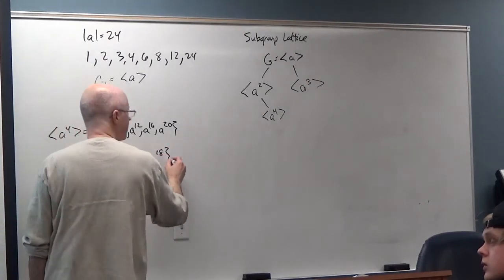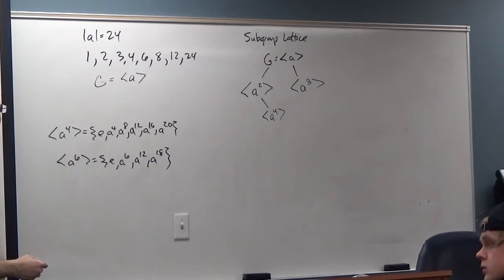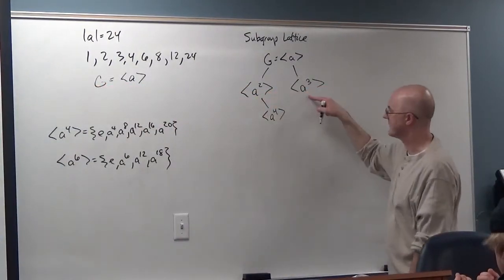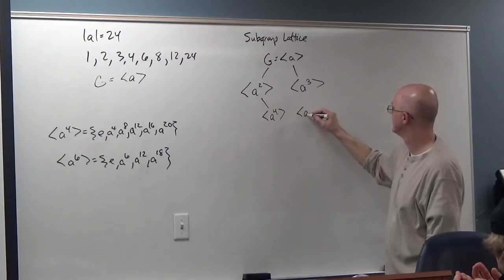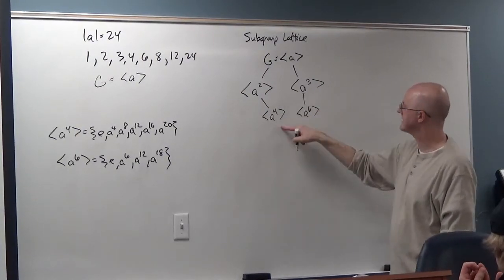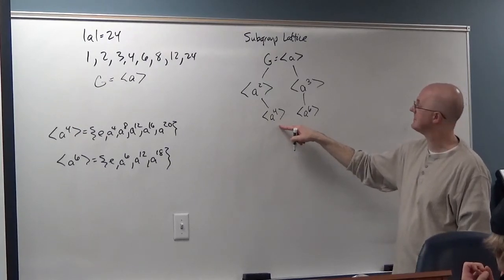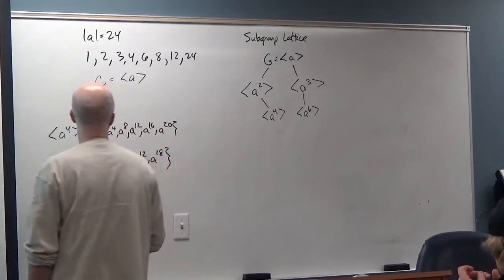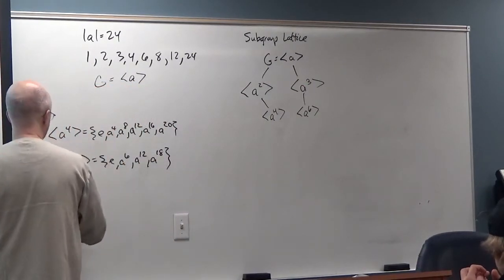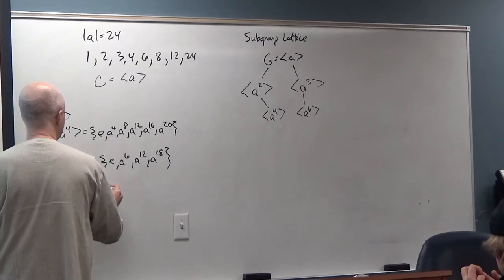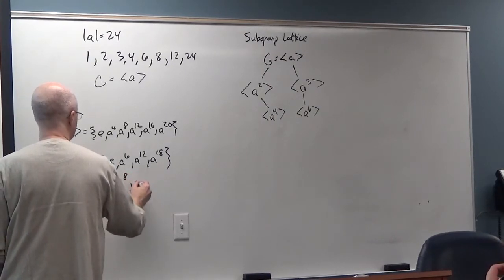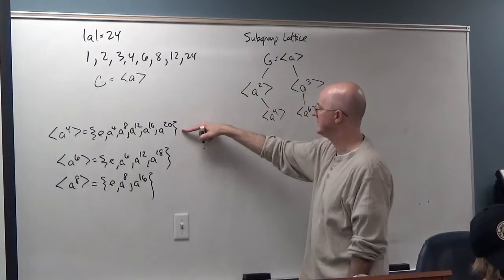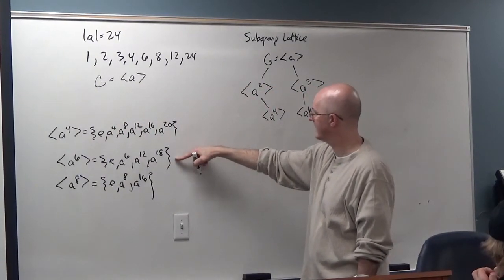That's a subgroup of that one. It's not a subgroup of that one. It doesn't have A to the fourth, for example. Cyclic subgroup of order 3 is going to be generated by A to the 8th. It's a subgroup of this one, not a subgroup of that one.